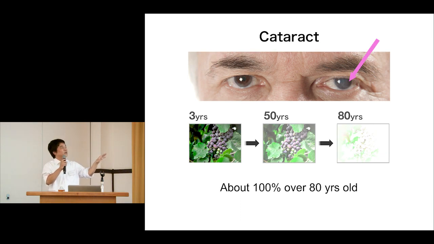But with aging, it's a little bit whitish. At 50 years old, the picture is a little bit whitish. At 80 years old, these people cannot see anything. We cannot escape from the cataract. About 40 to 50% of people who are 50 years old have cataract, and over 80 years old, almost 100% of people have cataract. When you go outside, if you feel something is very shiny, the cataract has already started.